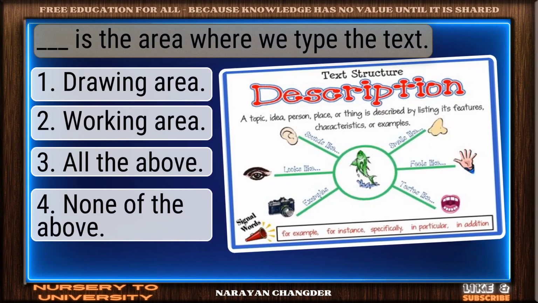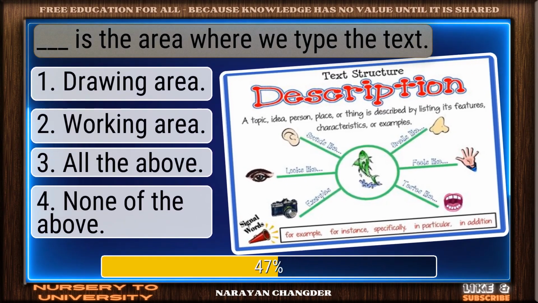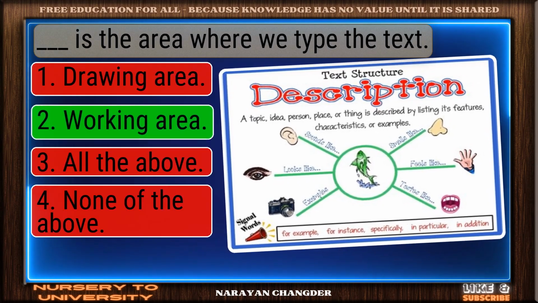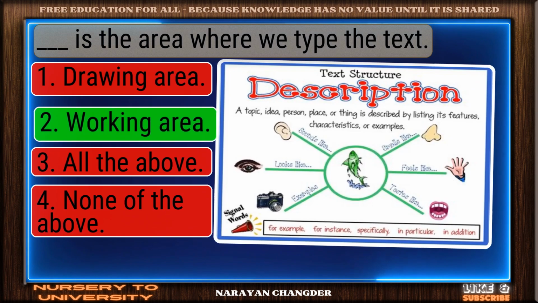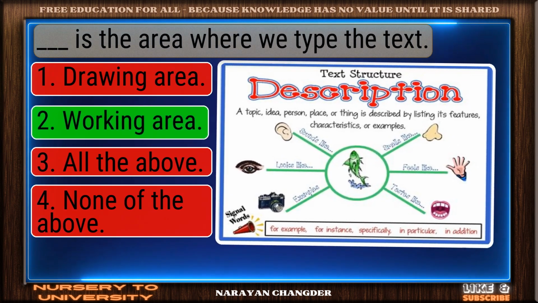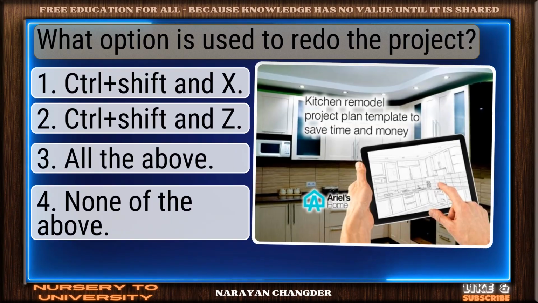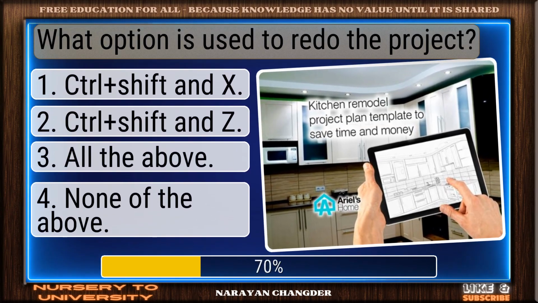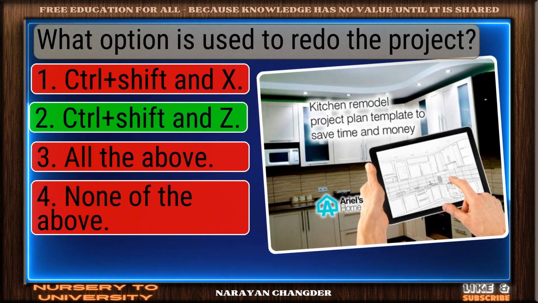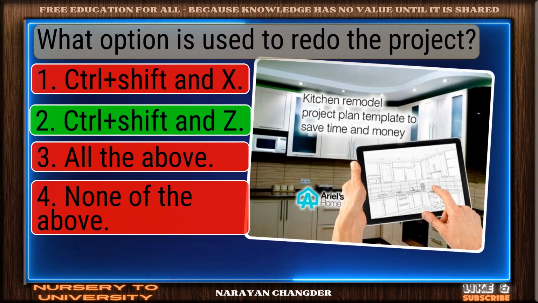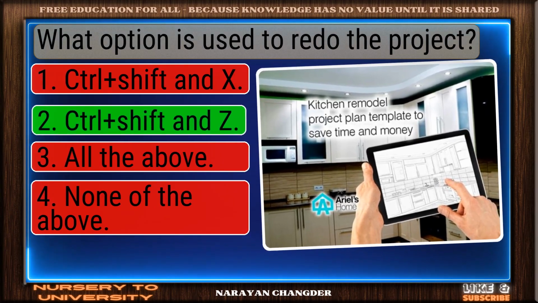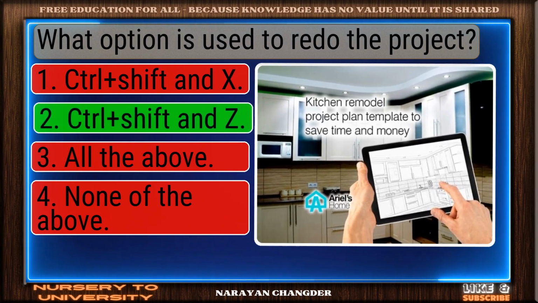Dash is the area where we type the text. Nice work. You chose working area, and it is correct. What option is used to redo the project? Correct response. Ctrl plus Shift and Z is the most accurate answer.